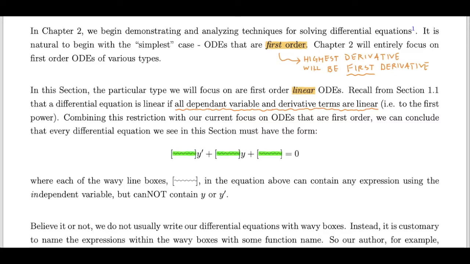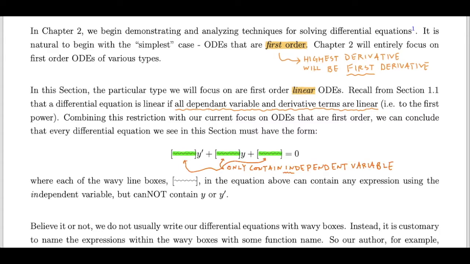Since we know our differential equation in this section must be first order, I know that the highest derivative that will appear is a first derivative. In addition, since we also know that our differential equation must be linear, I know that if there is a y prime term and a y term, both of those terms must be to the first power. That suggests that any terms that act as coefficients on the y prime term and the y term must exclusively be in terms of the independent variable.